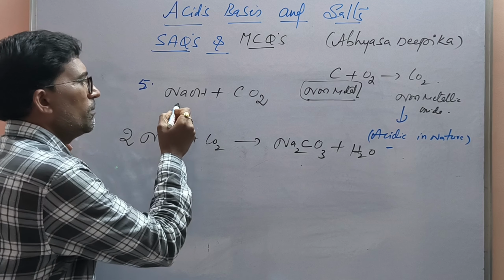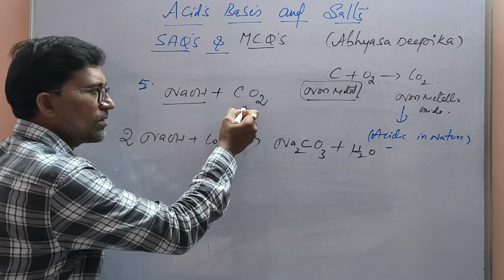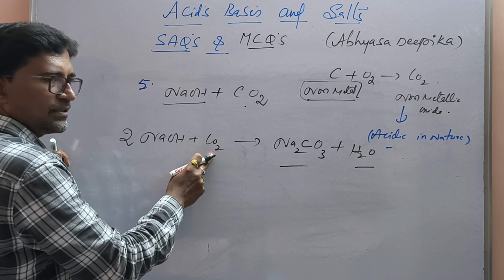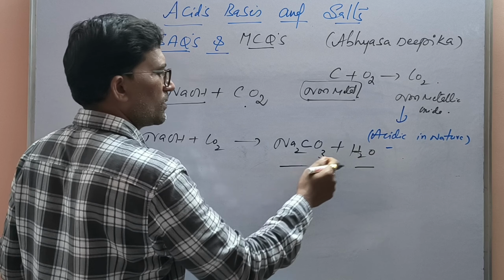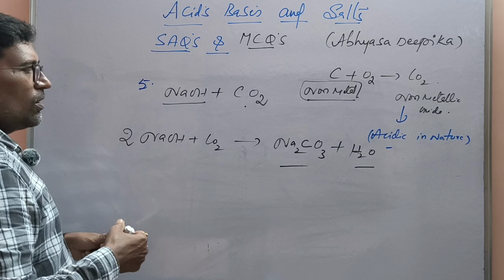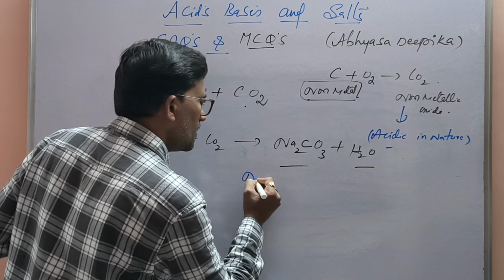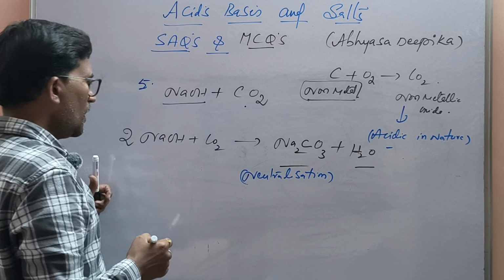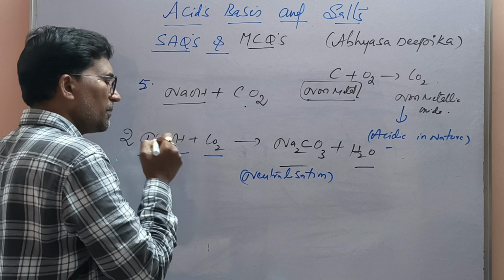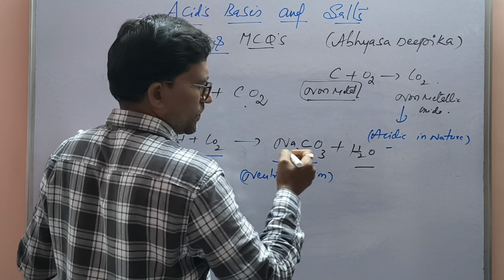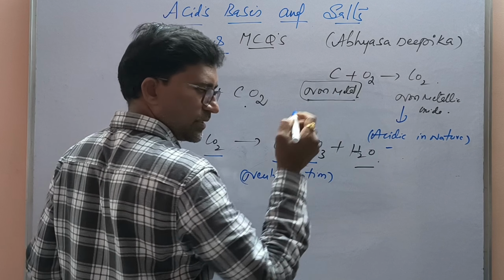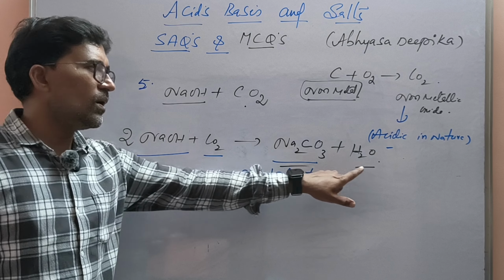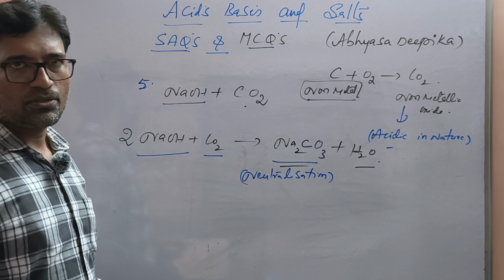So, if bases are reacted with non-metallic oxides, what is formed? Salt and water. Here, sodium hydroxide and carbon dioxide give rise to sodium carbonate and water. This is salt and water. This is also called a neutralization reaction. If carbon dioxide gas reacts with a base, it gives rise to the respective carbonate salt as well as water. Here I took the example of sodium hydroxide reacting with carbon dioxide to give sodium carbonate and water. It is a neutralization reaction.